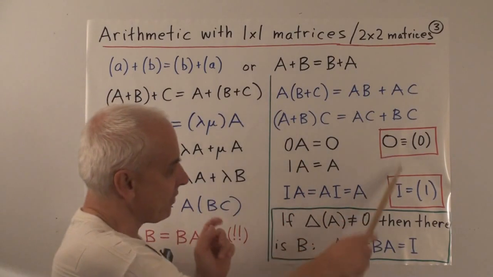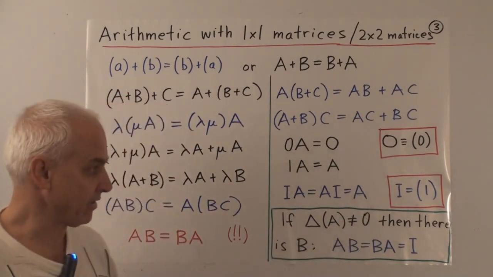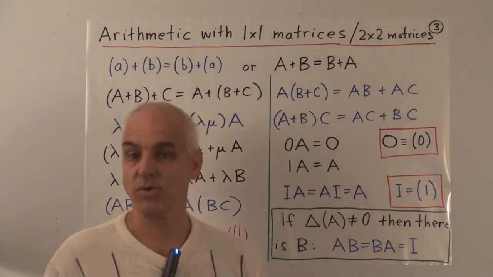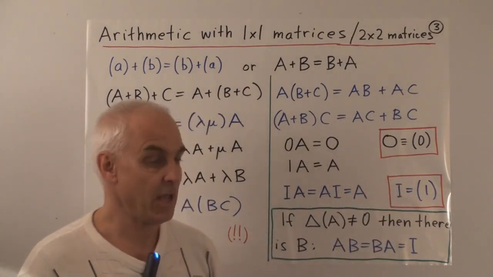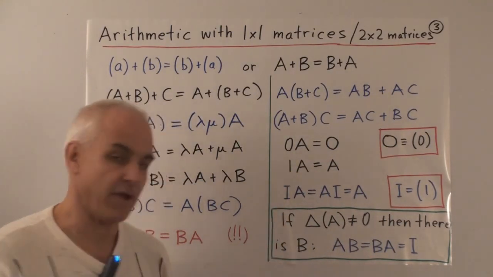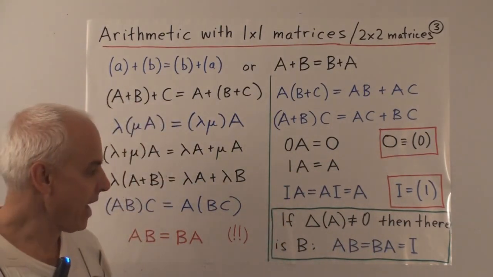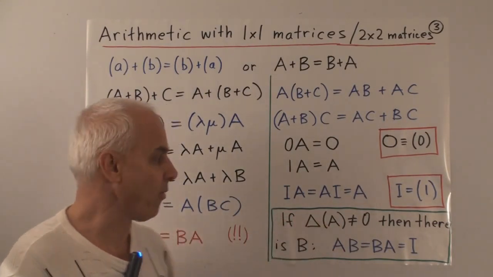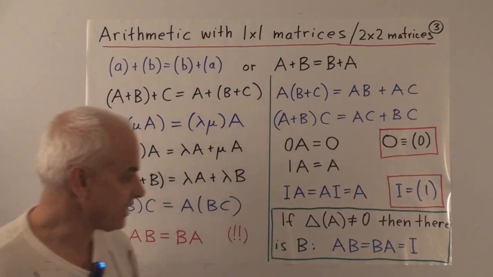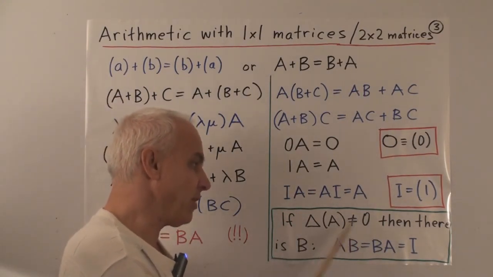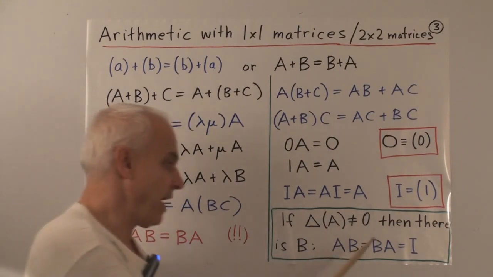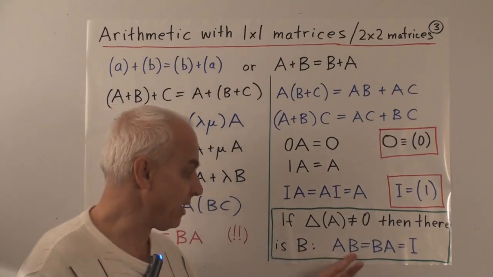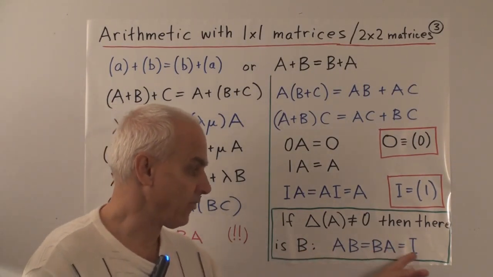Now these also have analogs for 2 by 2 matrices. I'll tell you about them in a minute. But you have to replace these 1 by 1 matrices, of course, with the corresponding 2 by 2 matrices. But when you do that, the same laws are satisfied. And now we come to the most complicated law, and perhaps the most important one. It's that if delta of A does not equal 0, then there is another matrix B which has the property that A times B equals B times A equals the identity matrix.